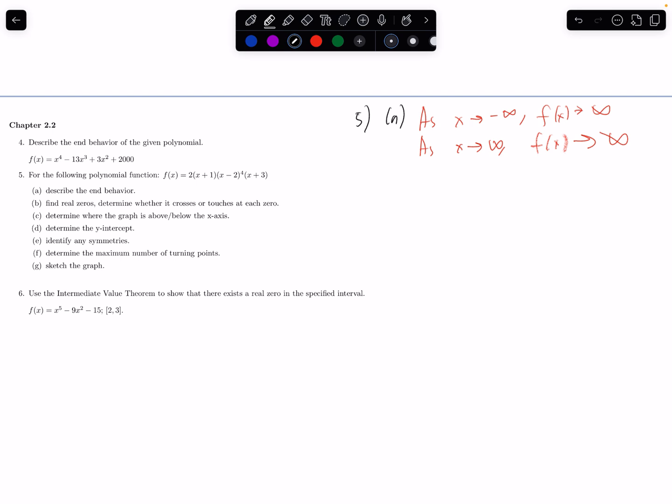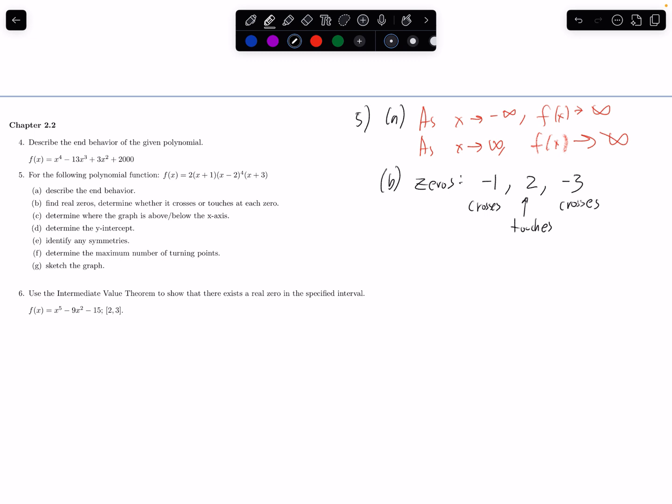Okay, part B, find the real zeros. Determine whether it crosses or touches. It's easy because it's already factored for us. So zeros at -1, +2, and -3, just from these 3 factors. Now the first one and the last one, it just crosses, because those have odd power, just a single power. The middle one has an even power of 4. So this one, it touches. It just touches, kisses, and returns back.